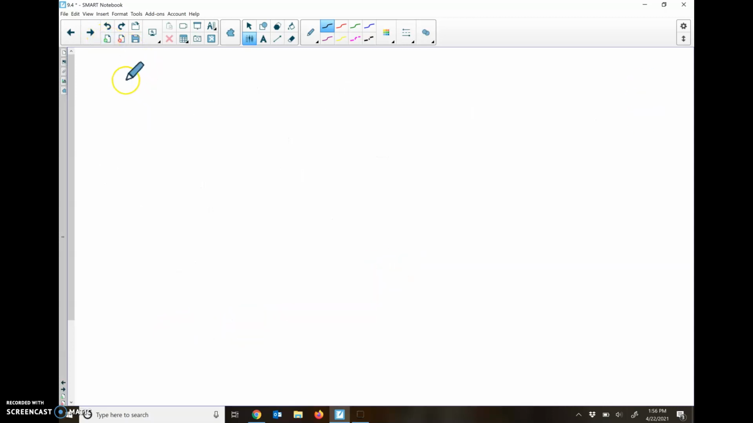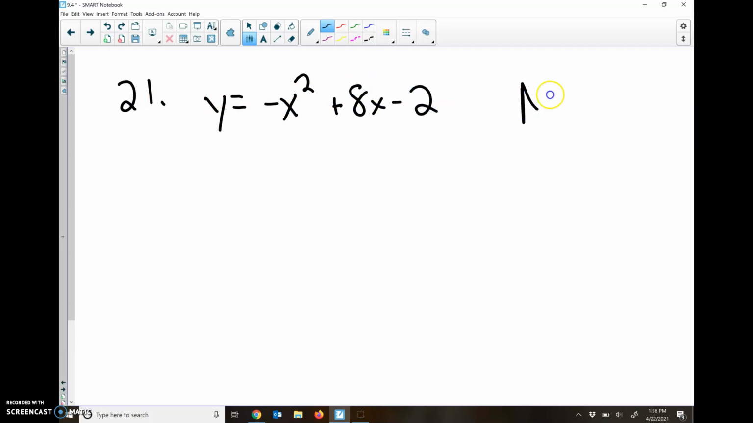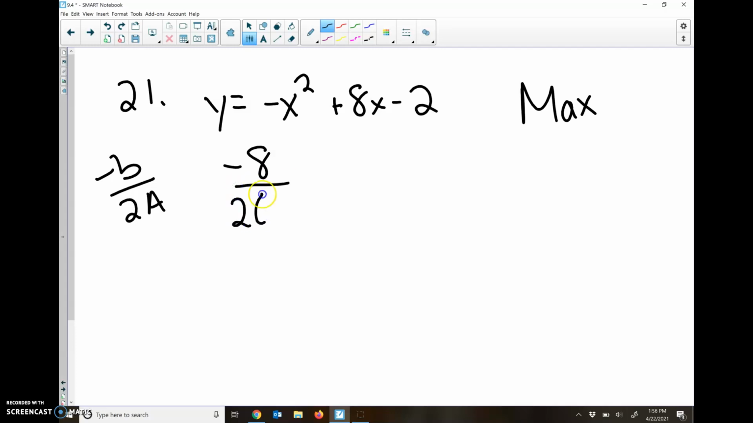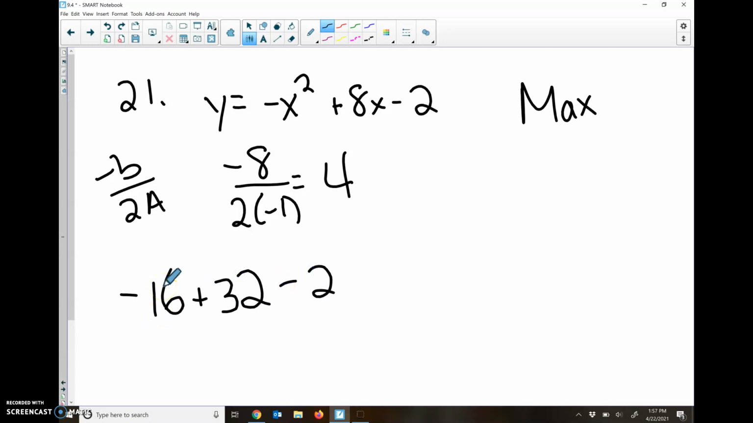And we'll do one more quickly here. So 21, y equals negative x squared plus 8x minus 2. It's negative, so I already know it's going to have a maximum. So negative b over 2a. So that means negative 8 over 2 times negative 1, which is going to give me a positive 4. So if I plug in positive 4 there, 4 squared is 16, but there's a minus sign out in front, so negative 16. 8 times 4 is 32, minus 2. So negative 16 plus 32 is 16. 16 minus 2 is 14. So this one has a maximum of 14.